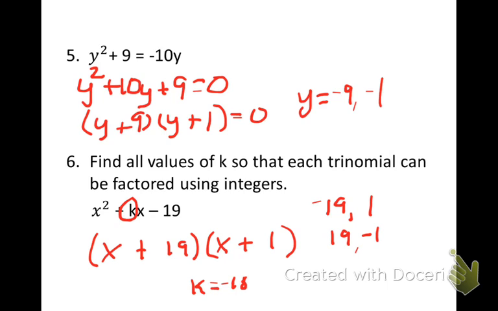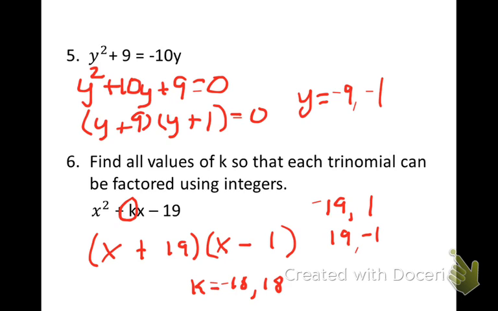What if we make this positive and this one negative? You get positive 19 minus 1, you would get positive 18. Are there any other factors that we need to try? No. So that would be all the answers.